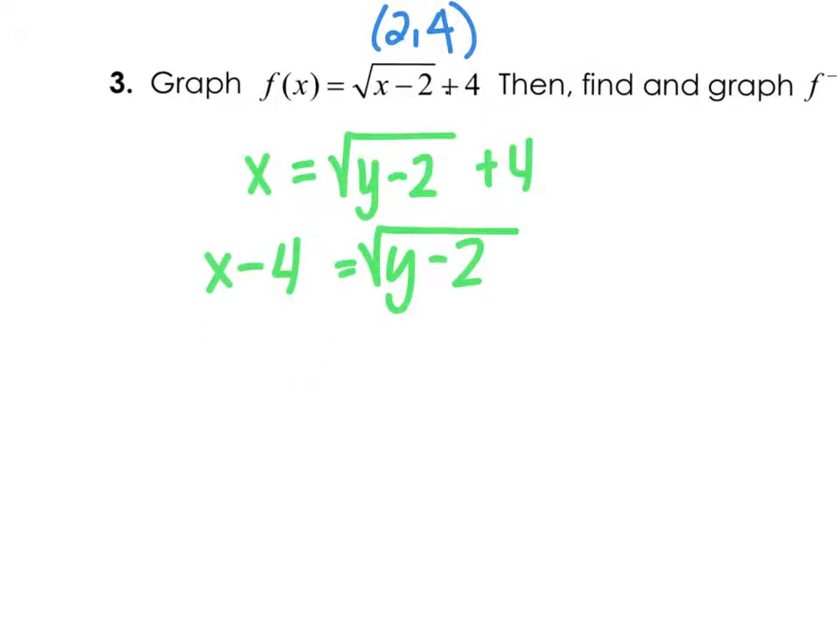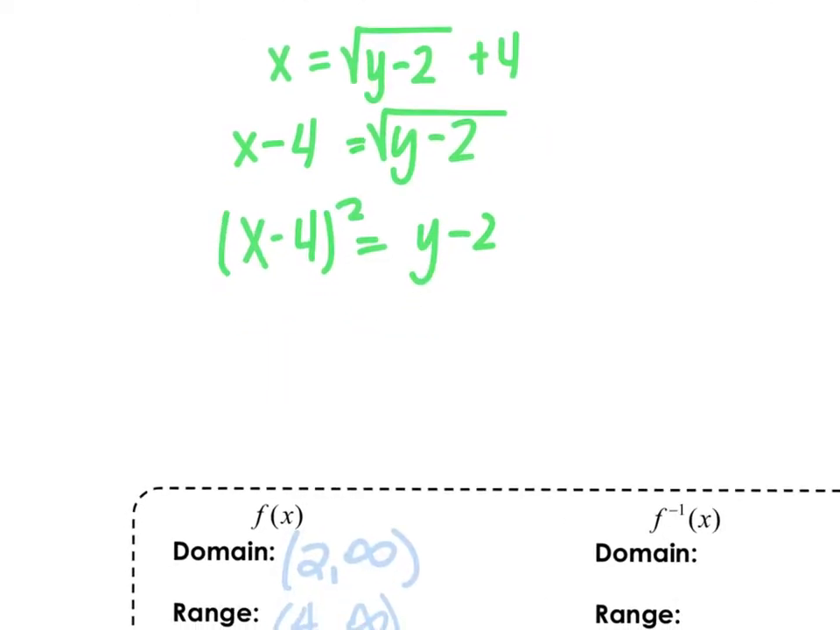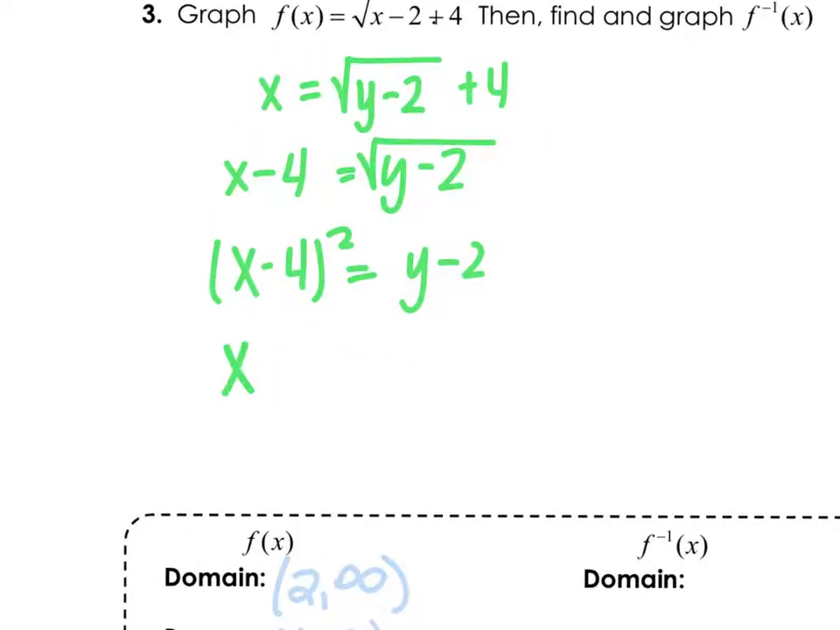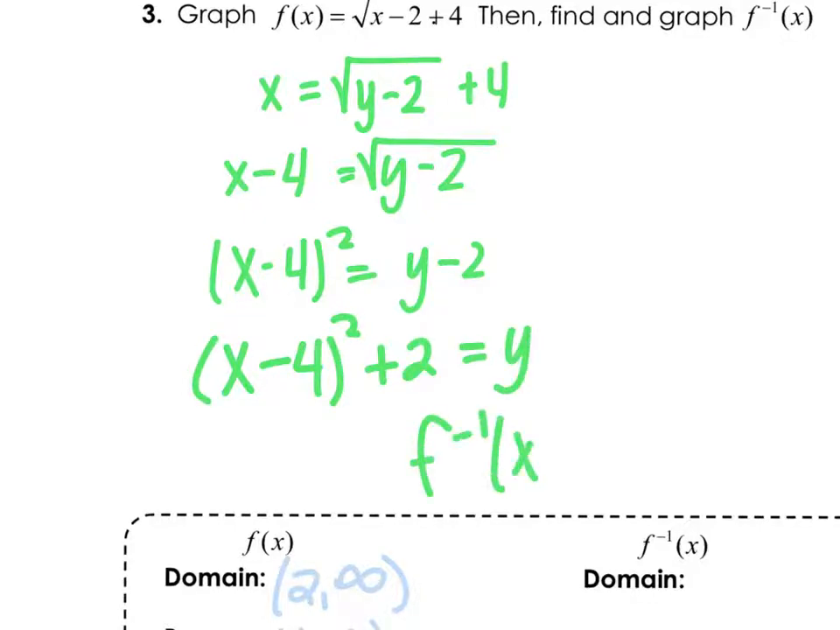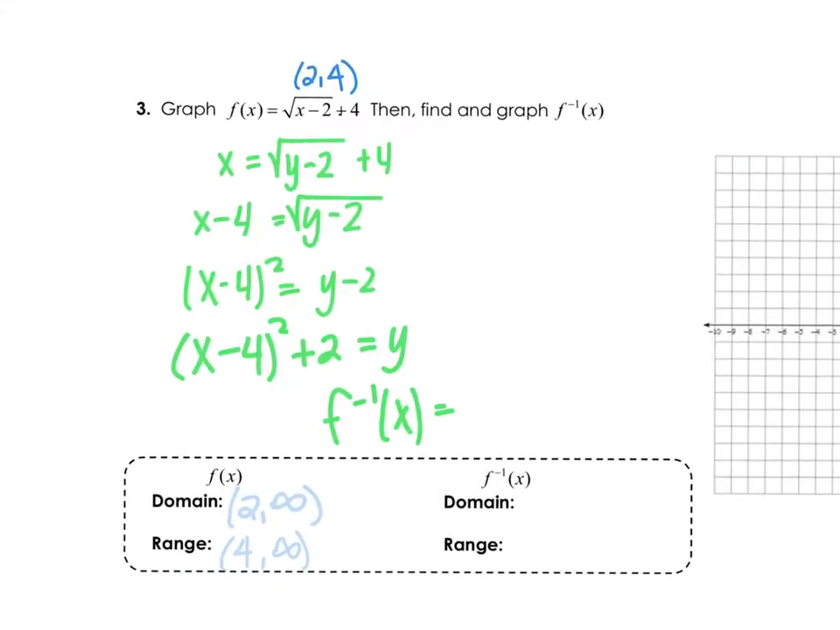To get rid of that square root, that radical, you have to square both sides. So when I do that, on the left, I'm going to get x minus 4 squared, and on the right, I'm going to get just y minus 2. Then I'm going to add 2 over, so x minus 4 squared plus 2 equals y. And so my inverse function is f inverse of x equals (x minus 4) squared plus 2.